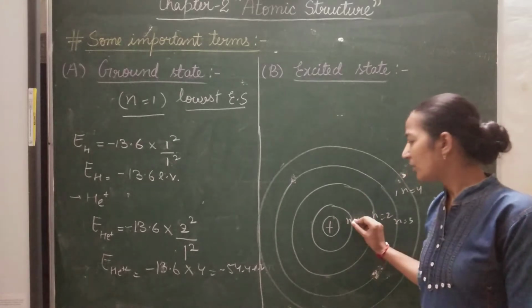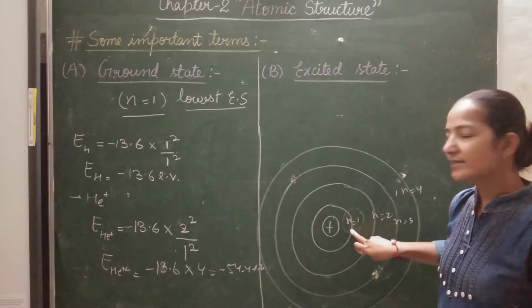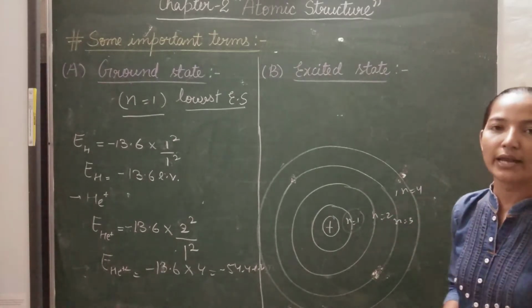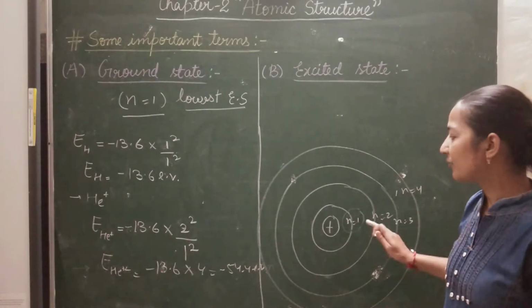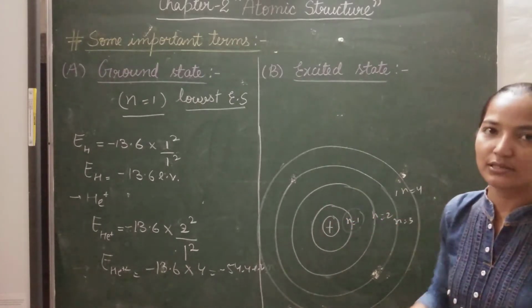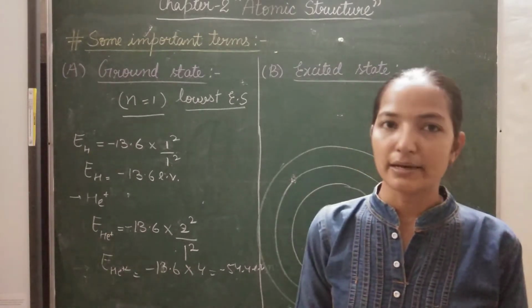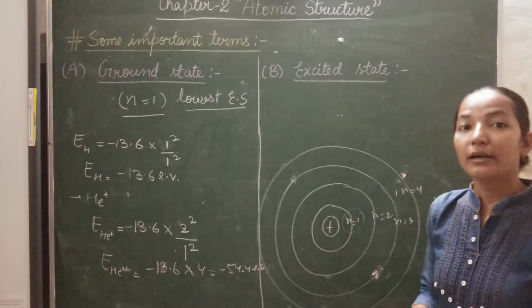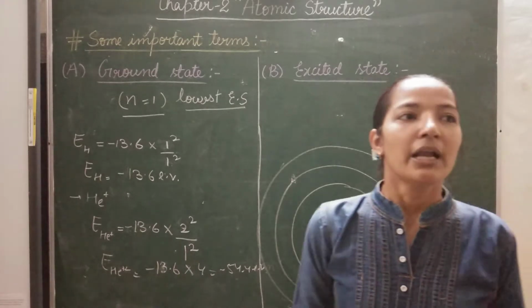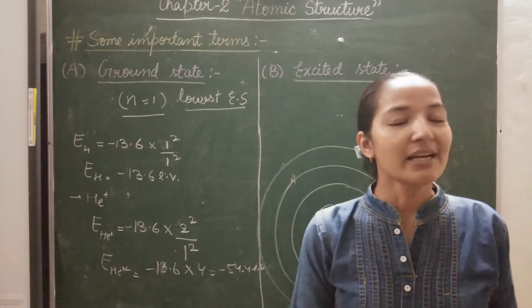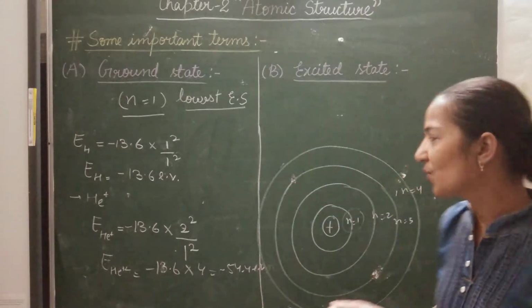So this is the only ground state, and except n equals 1, all the different energy states are called excited states, because the electron moves from the ground state to the other excited states by absorbing energy. One more thing you have to remember, beta, there are different types of excited state. For an atom, the first excited state will be there, the second excited state will be there, and so on.